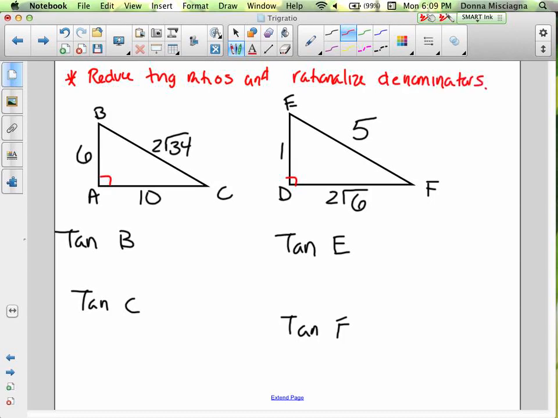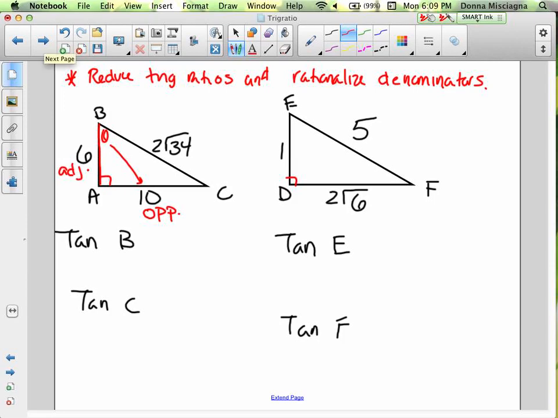All right, so tangent for angle B. Here's angle B. Opposite angle B is the side labeled 10, because it's on the opposite side of the triangle. The adjacent side makes up part of angle B. So it's the leg that makes up part of B, so that would be 6.